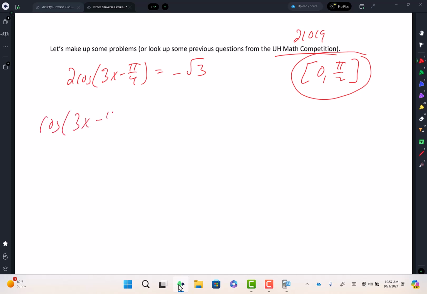Cosine of 3x minus pi over 4 equals negative square root of 3 over 2. As soon as you see that, hopefully there are some red flags going off in your head. Is this a perfect radian when I do the inverse? It is.